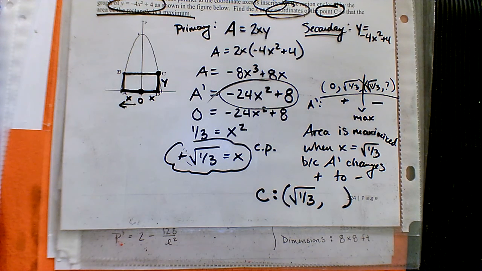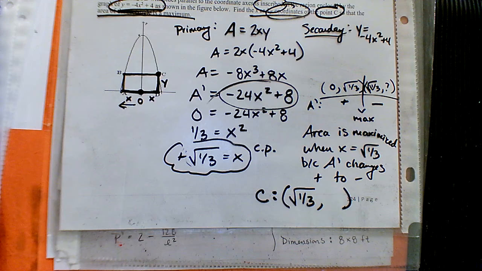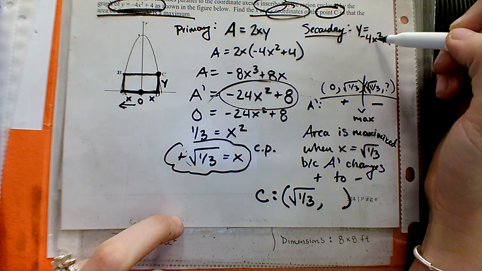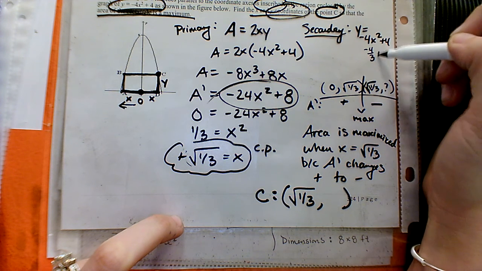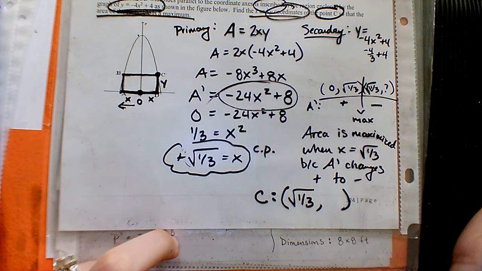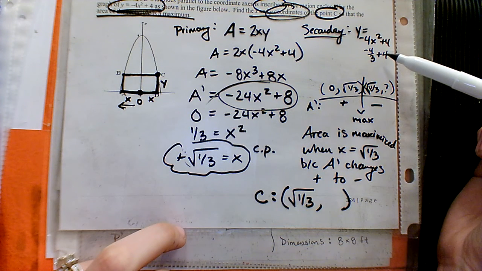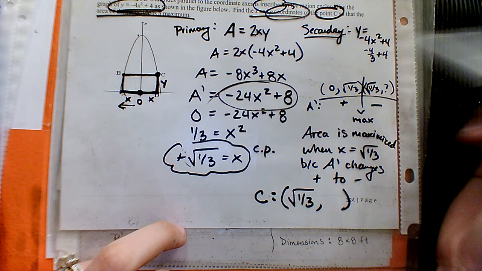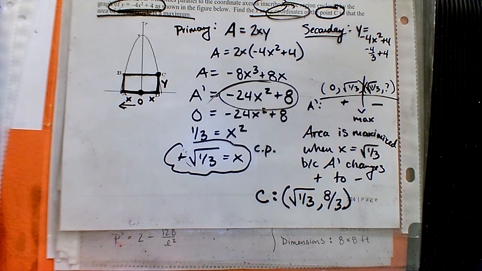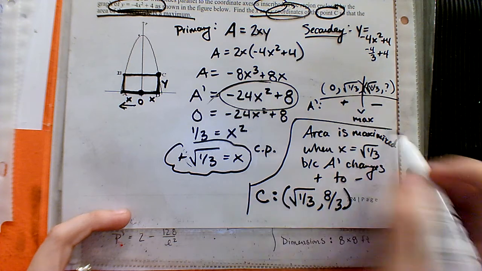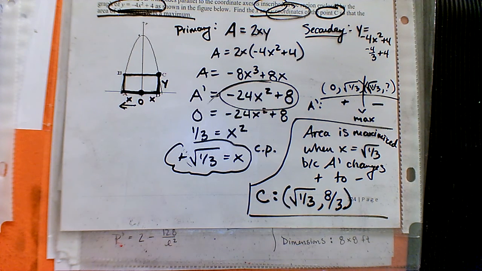How do you want to figure out the y coordinate? Plug into the original, y equals negative 4x squared plus 4. All right, the equation of the parabola, because C is on that curve. So square root of 1/3 squared is 1/3, times negative 4, negative 4/3, plus 4. Get a common denominator. This would be 12 minus 4, which is 8, and keep the common denominator of 3. There we go.